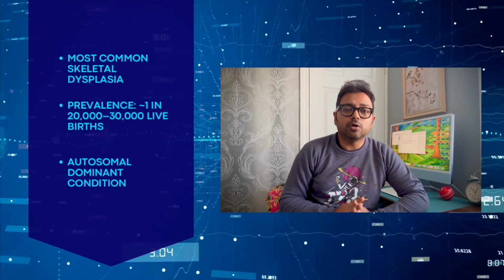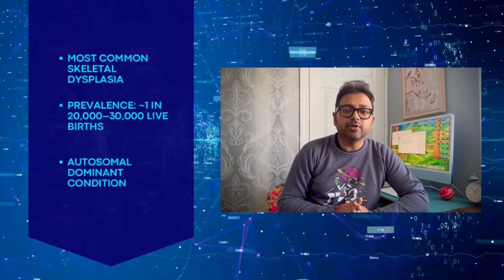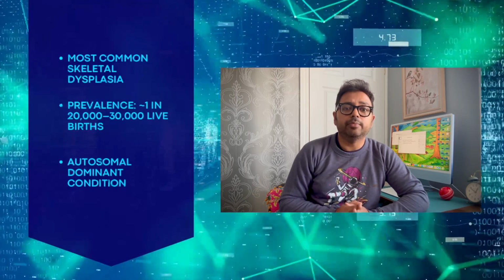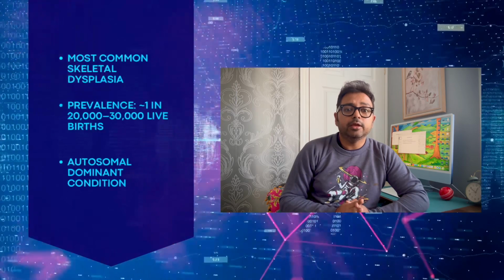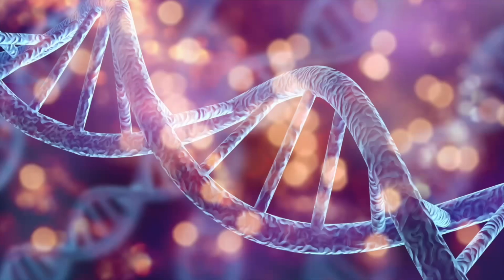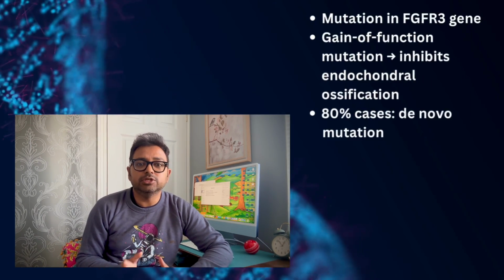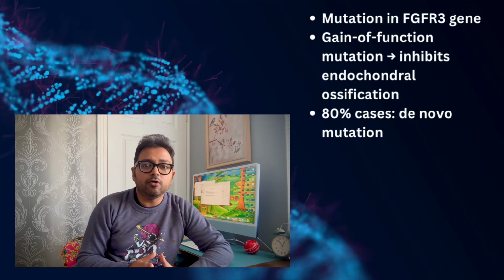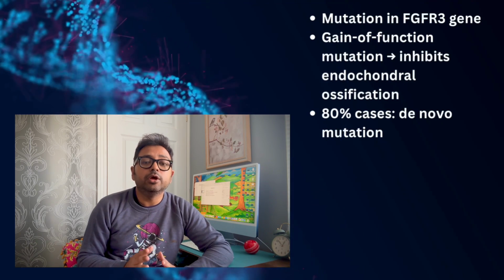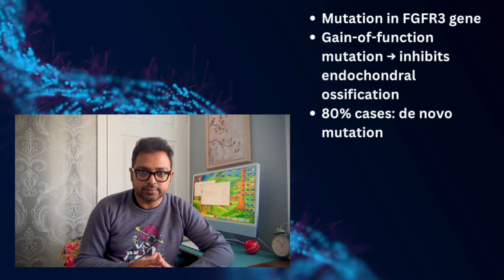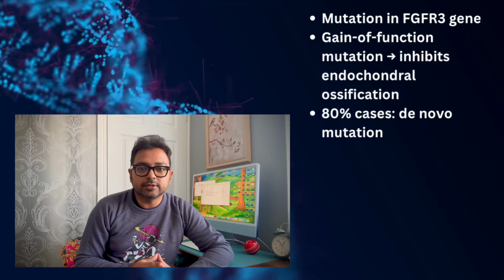Achondroplasia is the most common skeletal dysplasia. The prevalence is between 1 in 20,000 to 1 in 30,000 live births, and it is an autosomal dominant condition. This skeletal dysplasia happens due to FGFR3 gene mutation. This gain of function mutation leads to inhibition of endochondral ossification. And in 80% of cases the mutation is de novo.